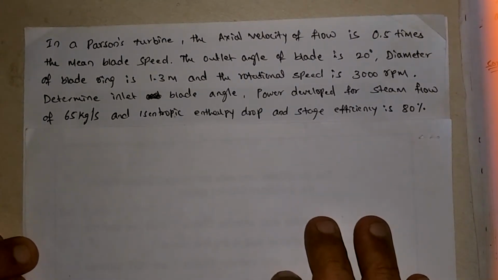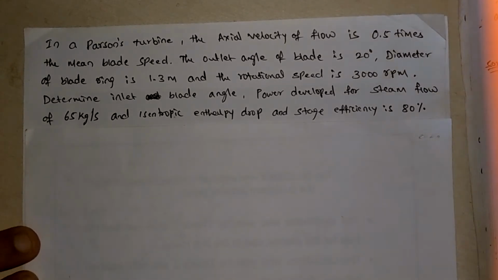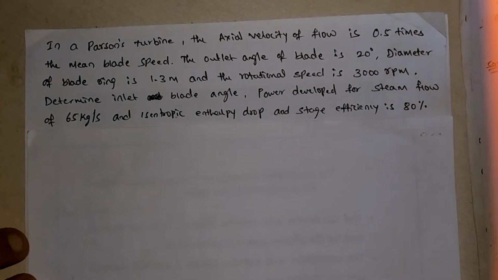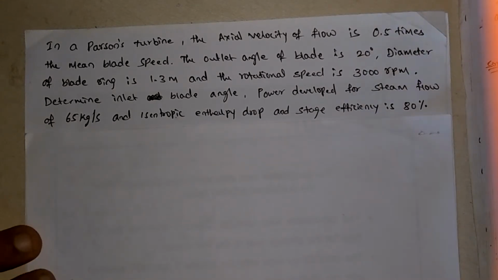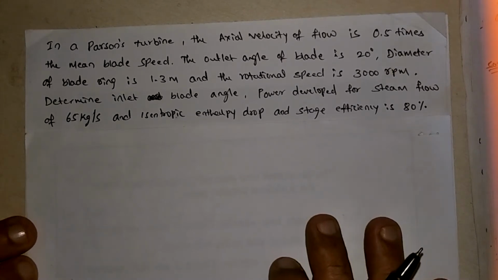So today we'll solve one problem that is related to third module. That is Parsons turbine. This is the problem that is related to Parsons turbine or 50% reaction turbine. So I have written the problem statement. We'll read out the problem statement and we'll extract the given data.